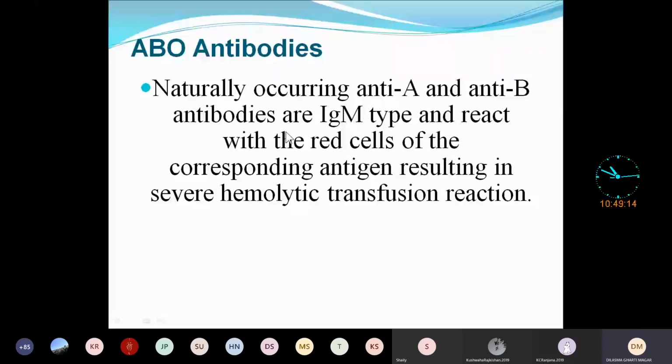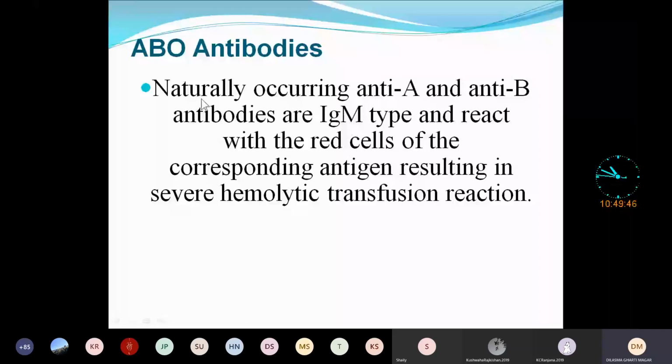So now we'll come to the ABO antibody, this slide once again. These are the naturally occurring anti-A and anti-B antibodies, and these are the immunoglobulin M type. So you have to remember the immunoglobulin M type. In your MCQ, I may give immunoglobulin D, immunoglobulin A, all these. So that time you have to remember the immunoglobulin. All these small things like immunoglobulin M type will come in your MCQ.